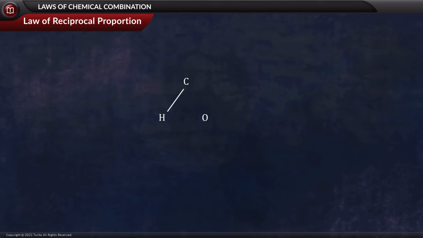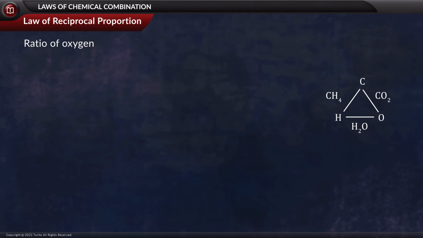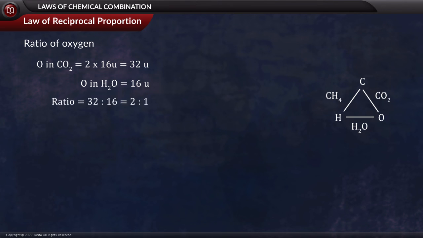C combines with H to form CH4, and with O, it forms CO2. Now, H and O together form H2O. Now, if C is kept as a constant element, and the ratio of O and H is seen in these compounds, the ratio of oxygen in CO2 and H2O will be 2:1. Similarly, that of H will be 2:1.